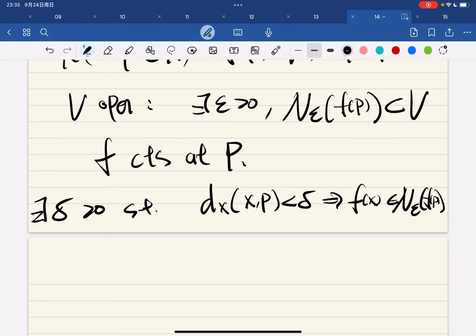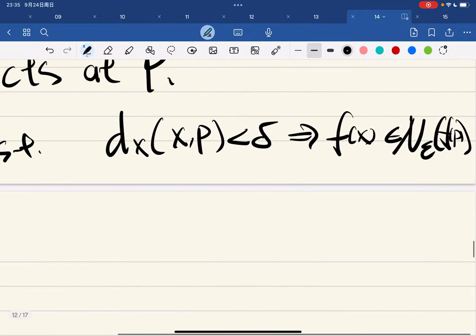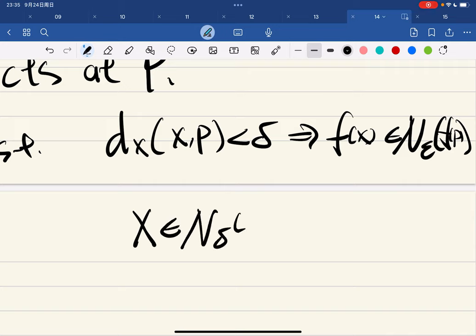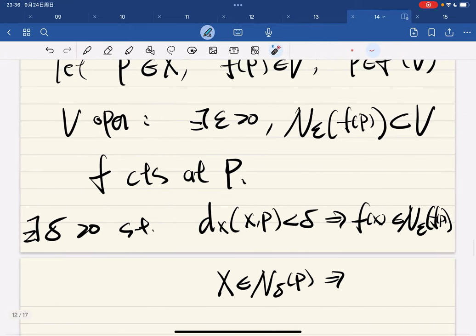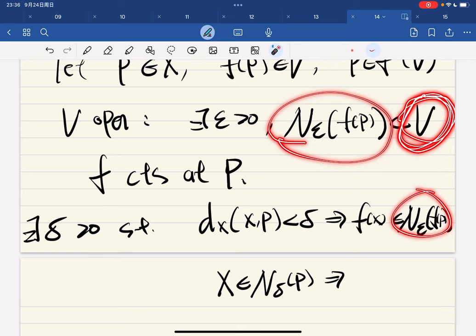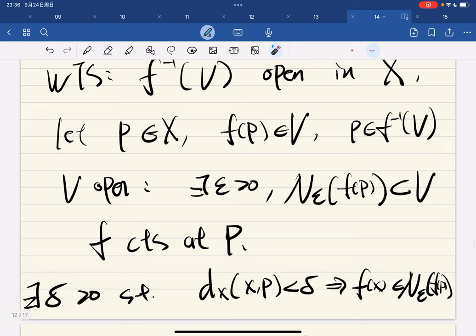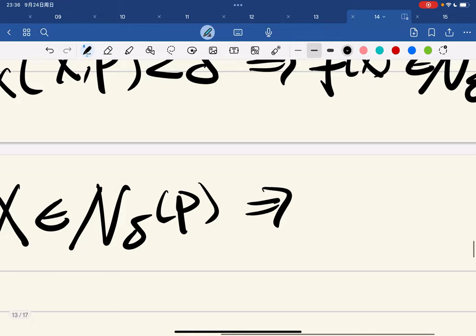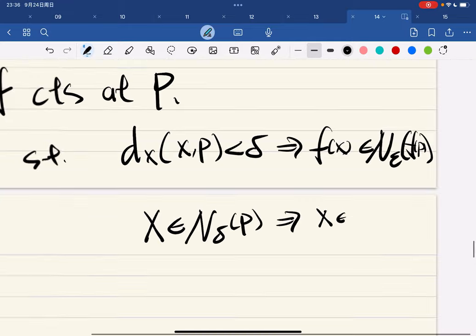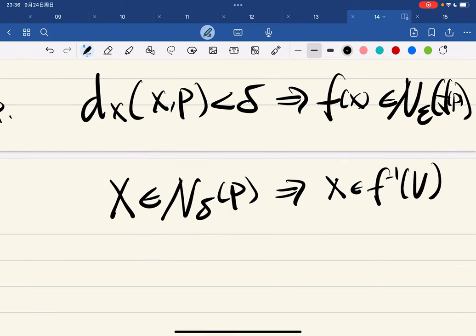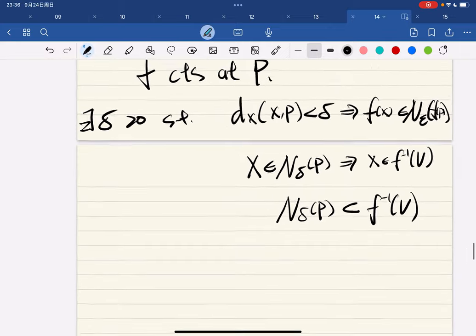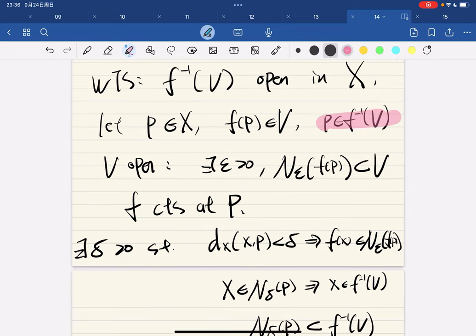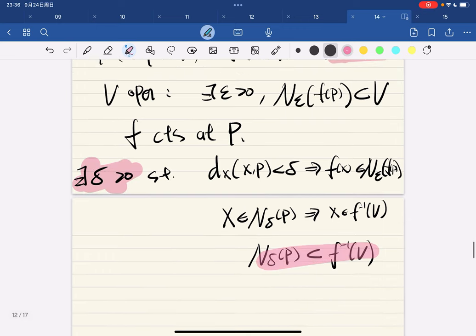Okay, now, if we translate it, this means that x is in the delta neighborhood of p implies f(x) is in this set, which is basically this, and which means that f(x) is in V. So x is in the pre-image of V under f. Well, this means that it is a subset of the pre-image of V. Look, for any p in this, there exists a neighborhood, right? So we're good.